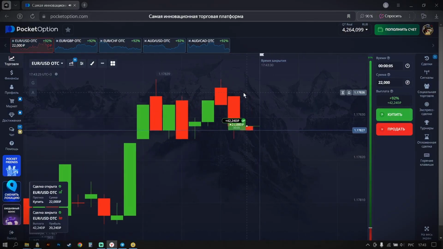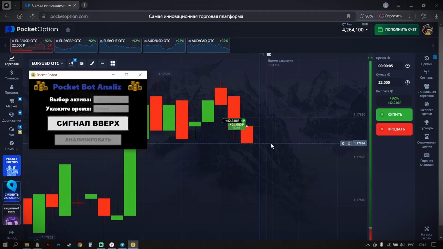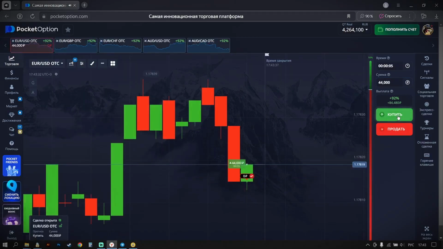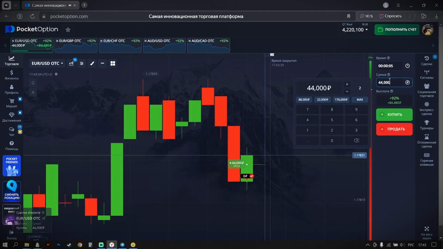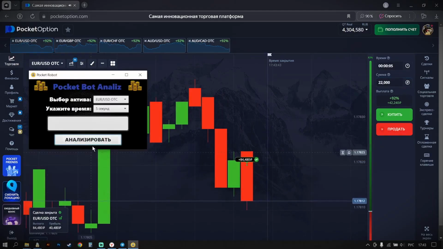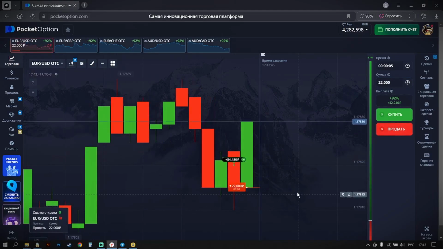The next trade is up for 22,000 rubles. I opened this trade and it closes at a loss, so the volatility is still high, but we'll try to earn on such volatility. Okay, our offset closes in profit. We've recovered the loss. Let's continue.